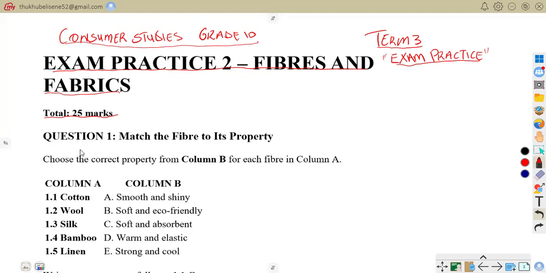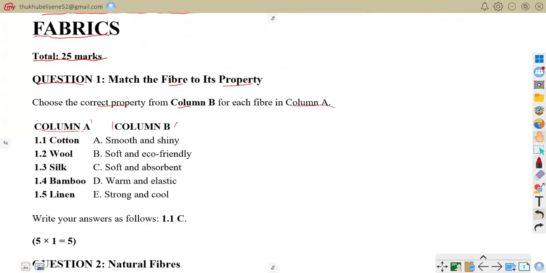Without wasting much time, let us get to our business of today, where we are going to start with question 1, which is a matching question. You're going to match the fiber to its property. Remember, we did talk about fibers and properties in our notes. As the question says, choose the correct property from column B for each fiber in column A. So we have column A and column B.